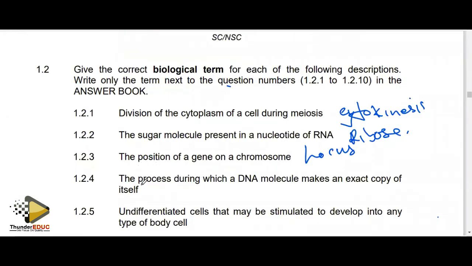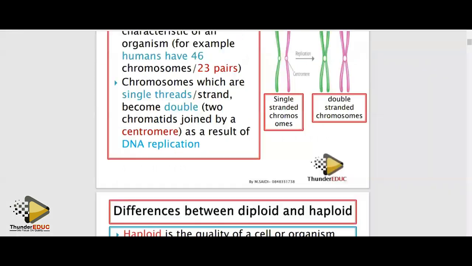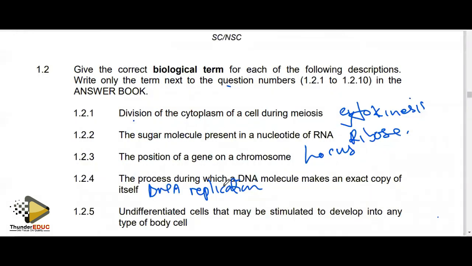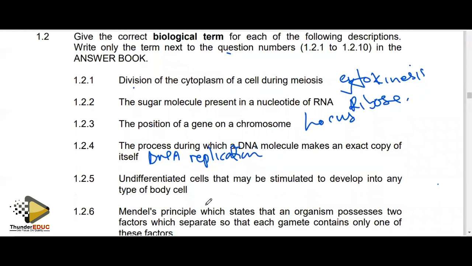Another question, they're saying the process by which DNA makes an exact copy of itself. We'll find out that it's called DNA replication. I think this one is easy. You can find it in DNA replication. What is DNA replication? It is the process by which DNA makes an exact copy of itself. Exactly what is in that book is what they brought here, and then they're asking you the question. So it is DNA replication.